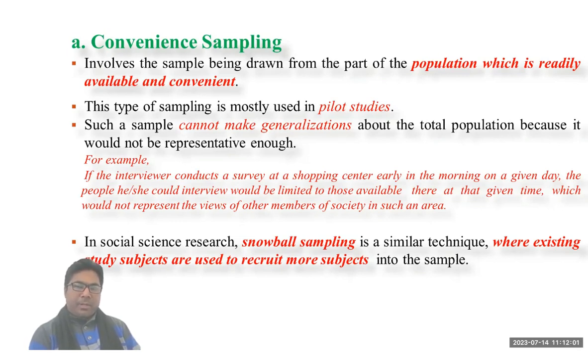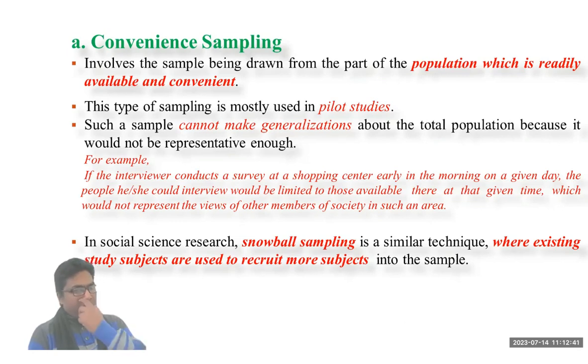In social science research, we do have one more method of non-probability sampling. We call it snowball sampling. Snowball sampling is a similar technique where existing subjects are used to recruit more subjects into the sample. That means a researcher goes to a particular respondent, collects the information from that respondent, and the same respondent will recommend or recruit more subjects.